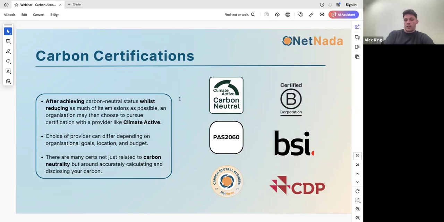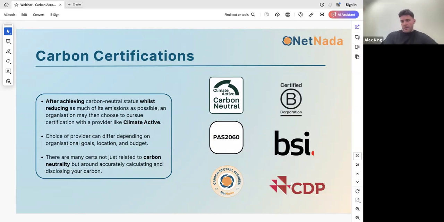I could have a whole session just speaking about Climate Active, and we won't go into it too much. But we are seeing carbon neutrality not being the only requirement to achieve a certificate. B Corp, for example, now requires you to analyze your carbon emissions as part of their new certification, but you do not need to be carbon neutral. With Climate Active, you have to be carbon neutral. Same with CDP.